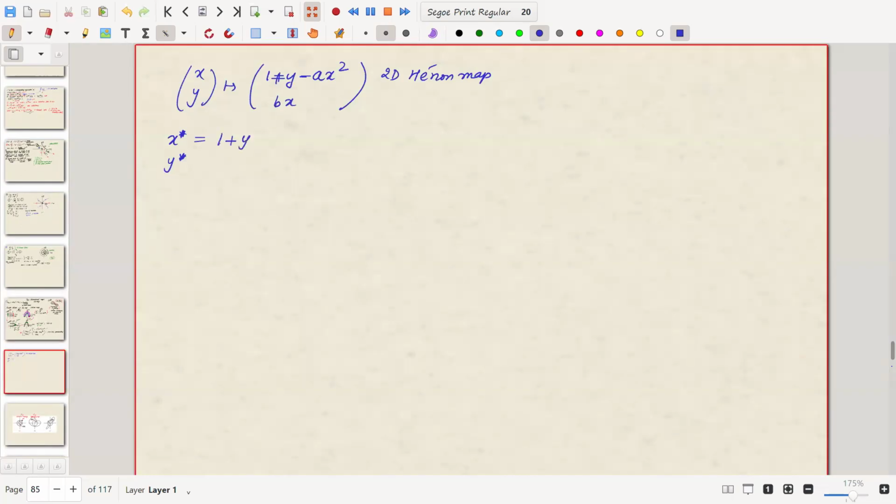No, that is for the continuous system, 1D flows. Remember carefully, for flows, the definition of equilibrium point and stability of equilibrium point is totally different from the discrete map, equilibrium point and their stability condition. Don't mix them up. Okay. x star equals 1 plus y star minus a x star square, right? And y star is just b x star, isn't it? Now, can you give me the value of x star and y star from here?